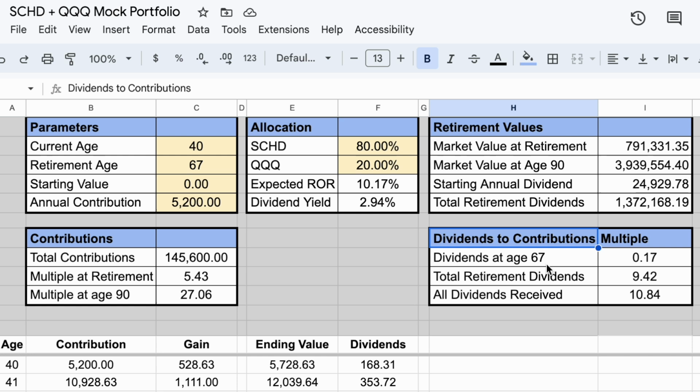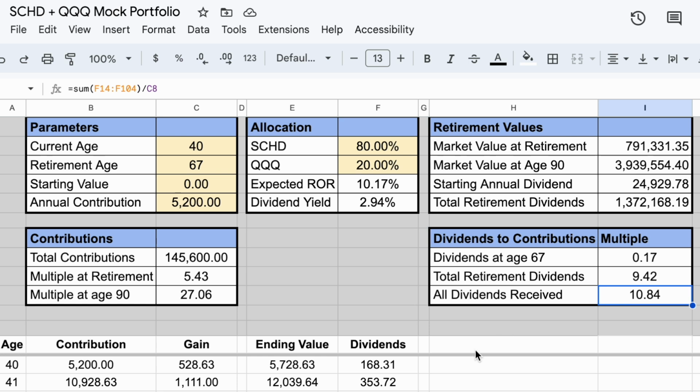The last table on the bottom right has similar data, except here it's the dividend income compared to the contributions. The first value compares the annual dividend income at retirement to the total contributions, and here we would expect to receive about 17% of our total contributions in the form of passive dividends in the first year of retirement. The total dividend income during retirement would be equivalent to about 9.4 times the amount we contributed into this portfolio. And comparing all dividends this portfolio would generate, we have a 10.84 multiple on total contributions.